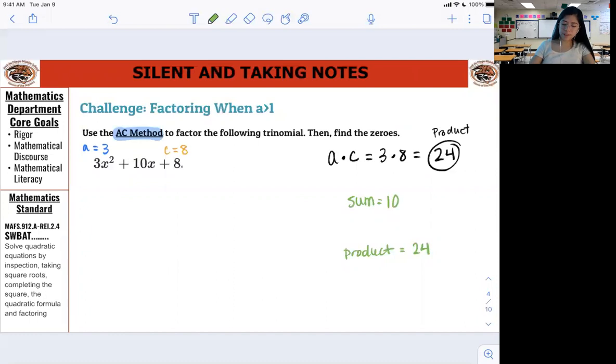Okay, Lauren's got it, good. 6 and 4. 6 plus 4 equals 10. 6 times 4 is 24. Magic numbers. What do I do with those magic numbers? I found them, now what? Use them how?